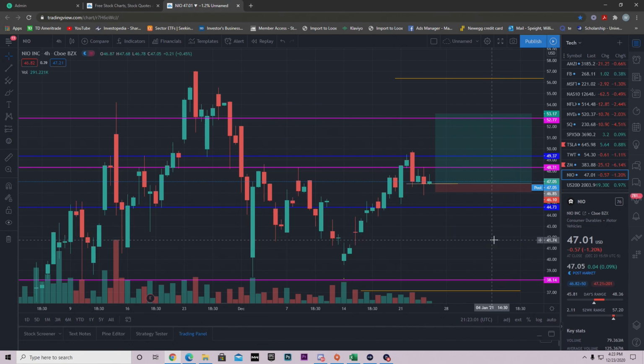Now keep in mind though, this is if you're trading NIO. If you're holding it as an investor, don't even worry about this trading plan. This is for if you're trading NIO. That's where I'd stop out, and then I ultimately would be patient and look for an area to buy back at 44.73.